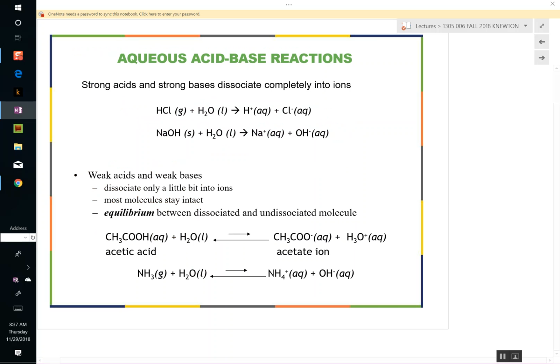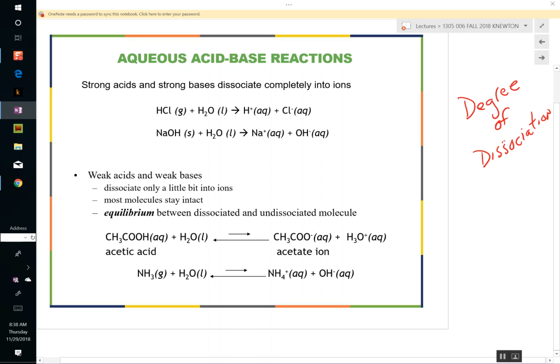All right, so the concept of weak acids, strong acids, weak bases, strong bases. The basic idea here has to do with the degree of dissociation. Okay, what do I mean by that?